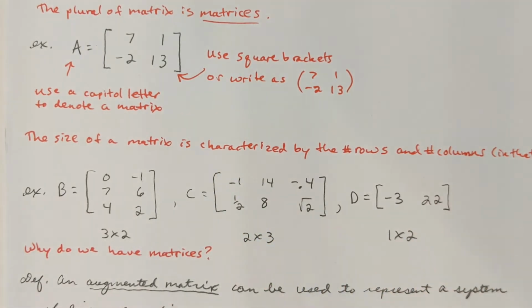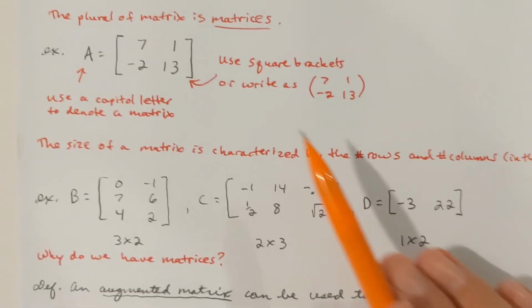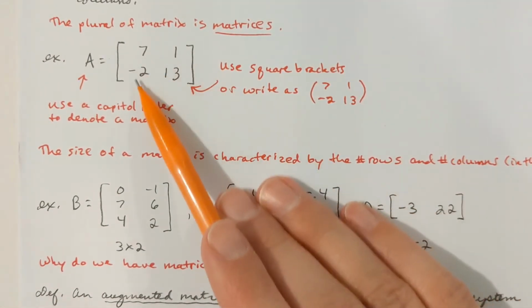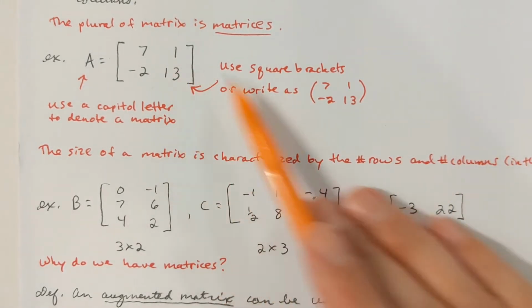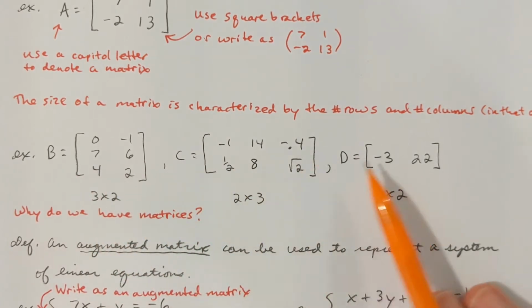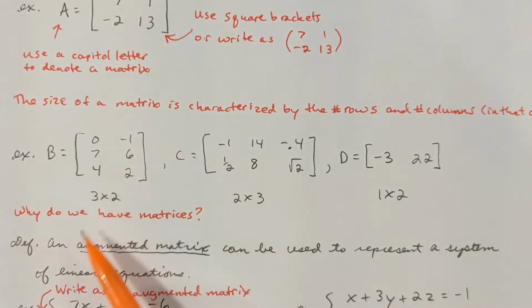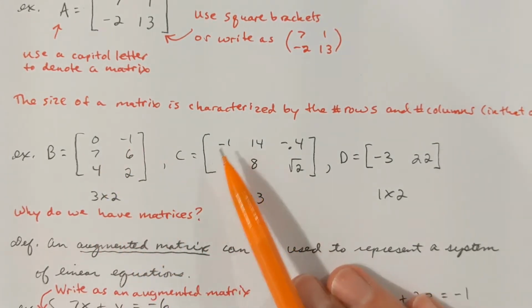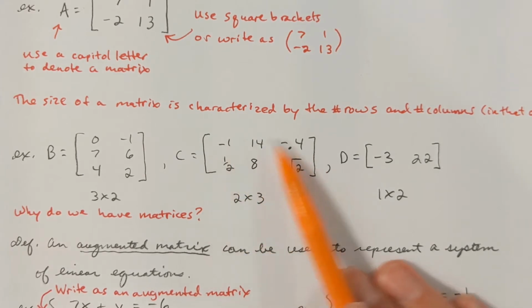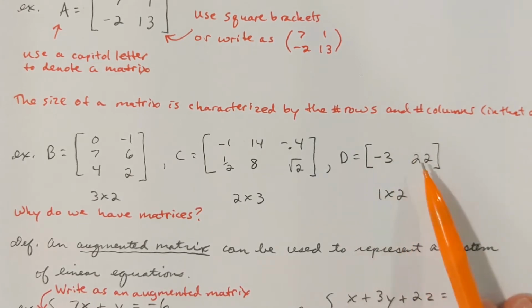One of the things that we sometimes care about when we're working with a matrix is the size of a matrix. The size of a matrix is characterized by the number of rows and the number of columns, and it's got to be in that order. So here's 2 rows, 2 columns. This would be a 2 by 2 matrix. I've got some other matrices here, matrices B, C, and D. Matrix B would have 3 rows and 2 columns, so this would be a 3 by 2 matrix. Matrix C would be a 2 by 3 matrix, 2 rows, 3 columns. Matrix D would be a 1 by 2, there's 1 row and 2 columns.